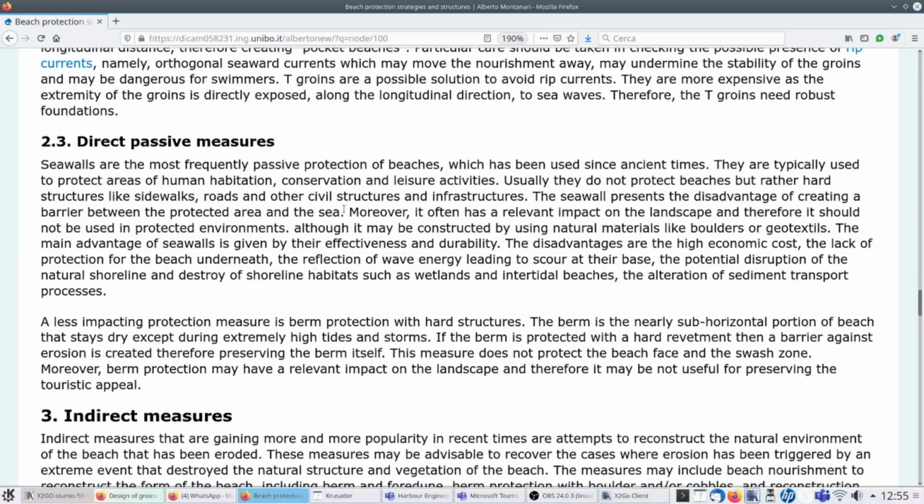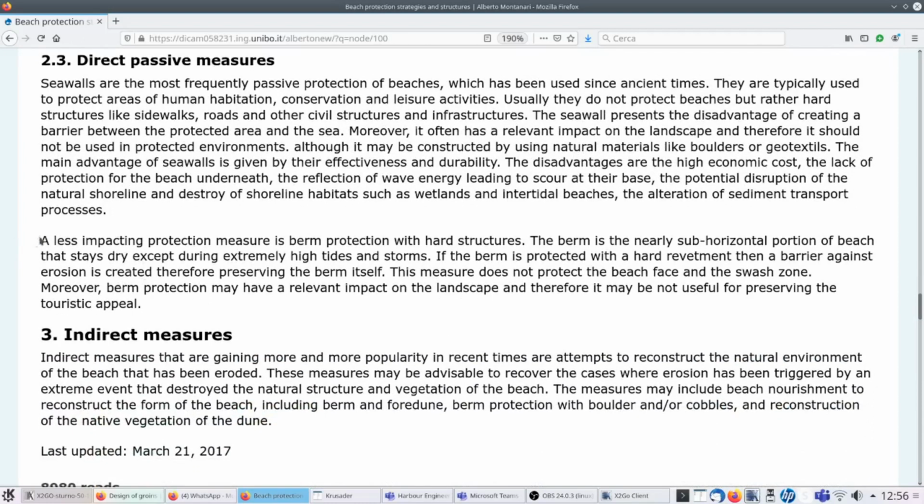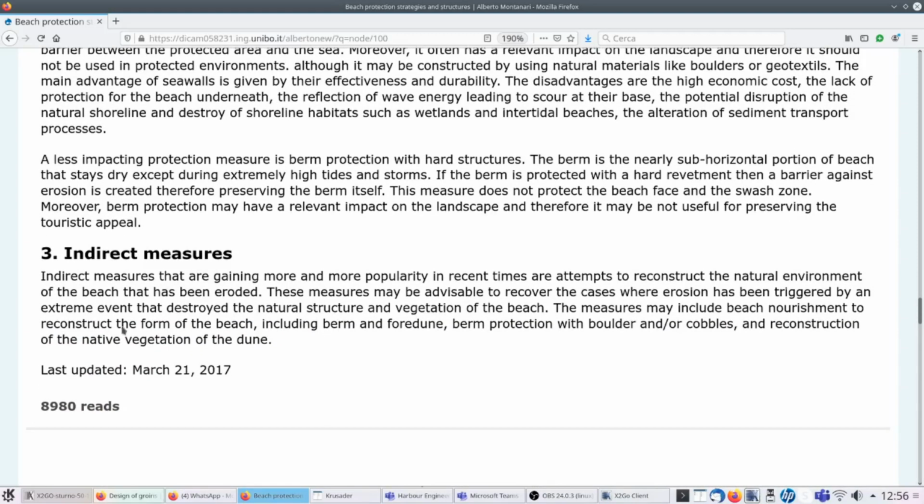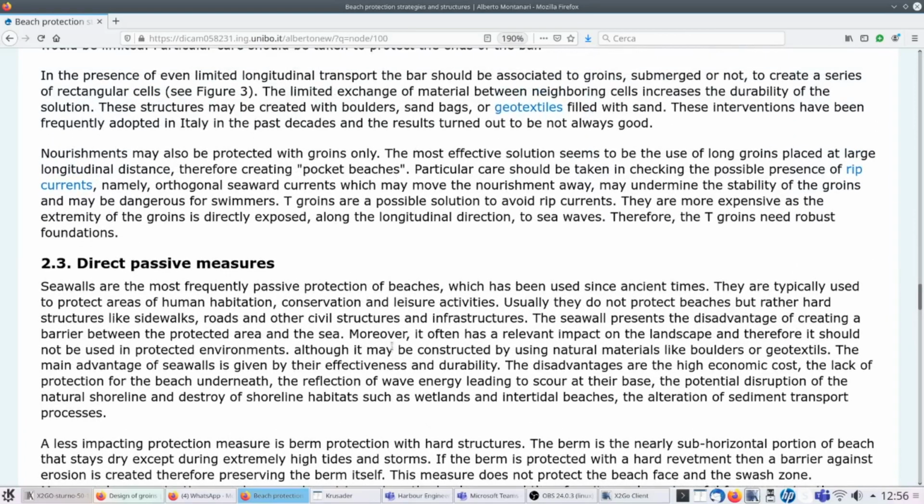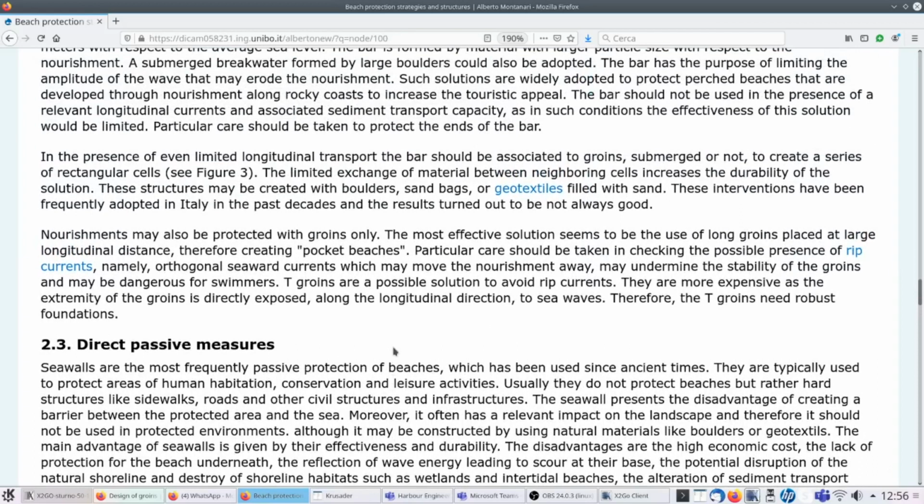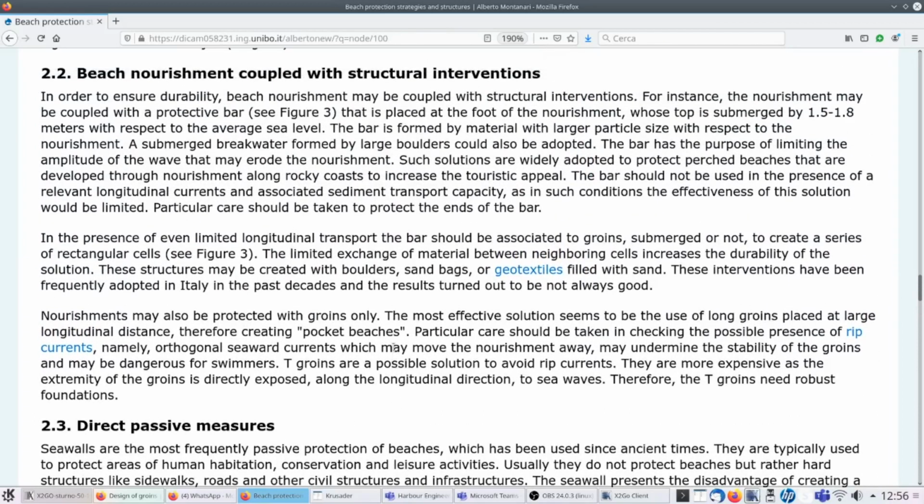Okay. And then here there is some consideration on seawalls and berm protection. Please read it. It's very descriptive, there is nothing conceptual. And a final discussion on direct measures, which again I invite you to read. Okay, this is my introduction, and then we can move to groins design.